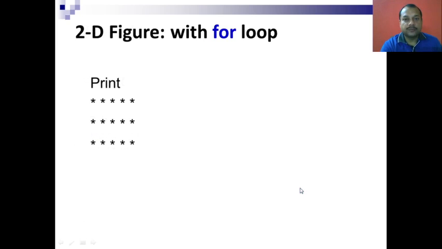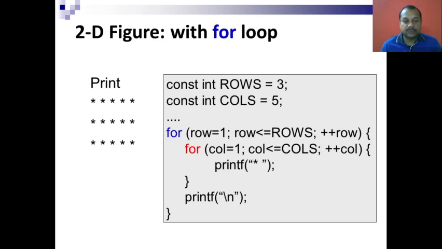Now, 2D figure with for loop, how you can do that one. Before proceeding further, I will suggest that you pause it here and try it by yourself, and then you come back and cross check whether this implementation is similar to the solution or the example given here, or it is different. If it is different, then also it's not a problem, there may be different implementations. But if finally the result is the same, like 5 stars separated by a space in one row, and there are 3 such rows, then it's fine.